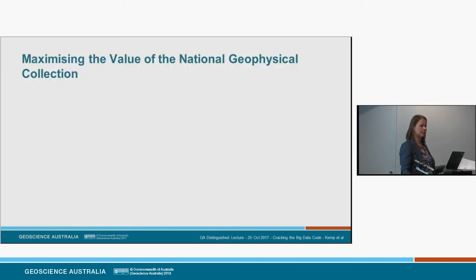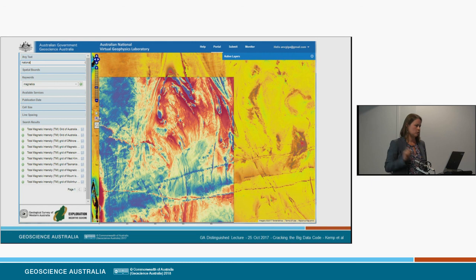We'll give you some access to the NCI, and he can now see whether he can generate the next magnetic map of Australia directly from that line data. Because I'm not working as a geophysicist anymore.